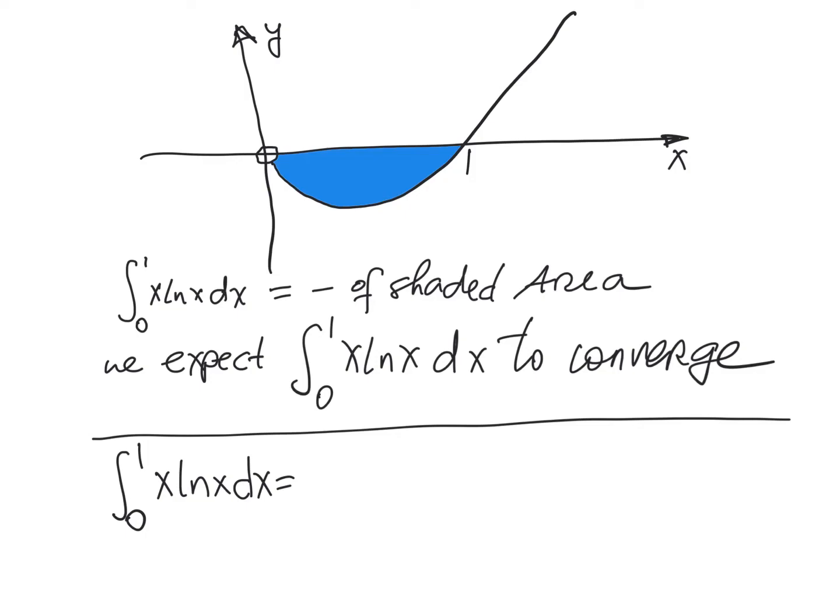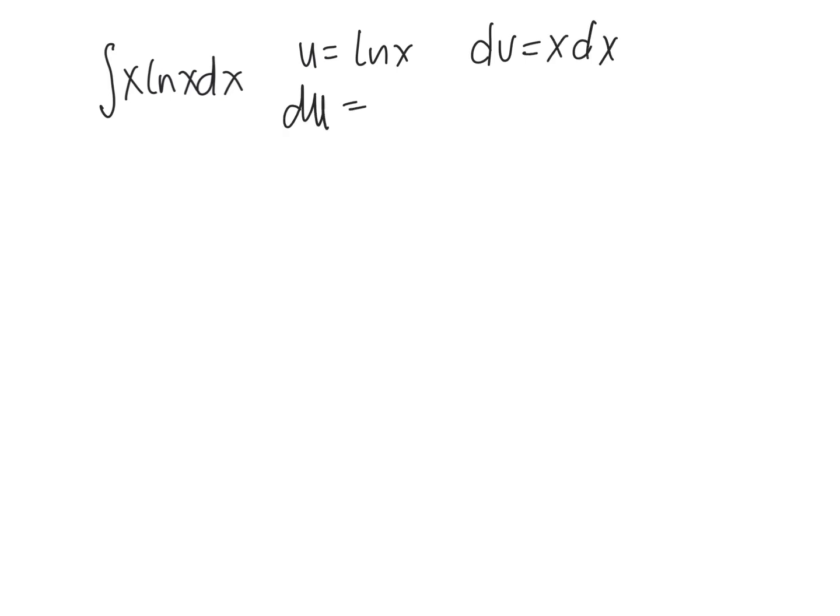So let's rewrite this integral as a limit of proper integrals: the limit as t approaches 0 from the right of the integral from t to 1 of x natural log of x dx. It becomes essential that we find the antiderivative of x natural log of x, and we do that using integration by parts. u is natural log of x, dv is x dx, du is 1 over x dx, and v is 1/2 x squared.